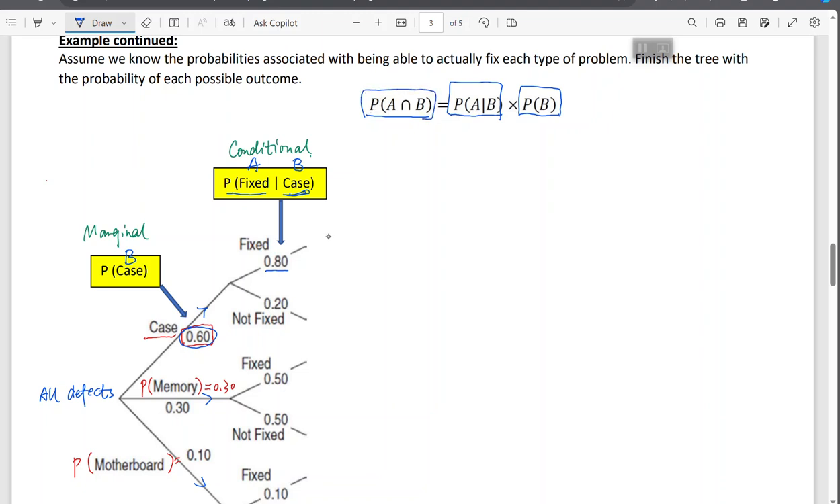So if I multiply this 0.60 times this 0.80, which is 0.48, right? So what is this 0.48? It is just the probability that it is a case alignment problem and gets fixed, right? So we have the probability of A and B, or the probability of B and A, that would be the same.